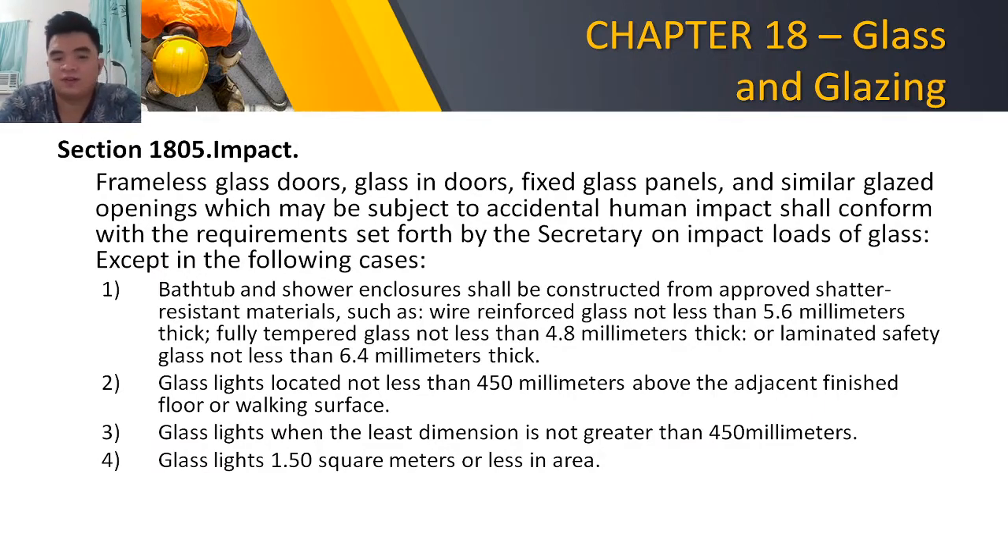And another is glass lights located not less than 450 millimeters above the adjacent finished floor or walking surface, and glass lights when the least dimension is not greater than 450 millimeters. Glass lights 1.5 square meters or less in area.